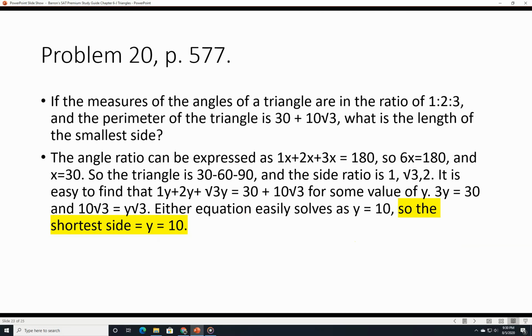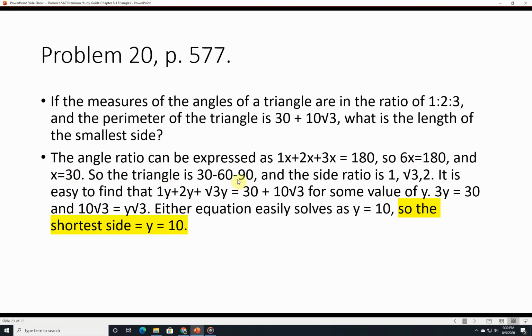Problem 20. If the measures of the angles of a triangle are in the ratio of 1 to 2 to 3, and the perimeter of the triangle is 30 plus 10 root 3, what is the length of the smallest side? The angle ratio can be expressed as 1x plus 2x plus 3x equals 180, so 6x is 180, therefore x has to be equal to 30.